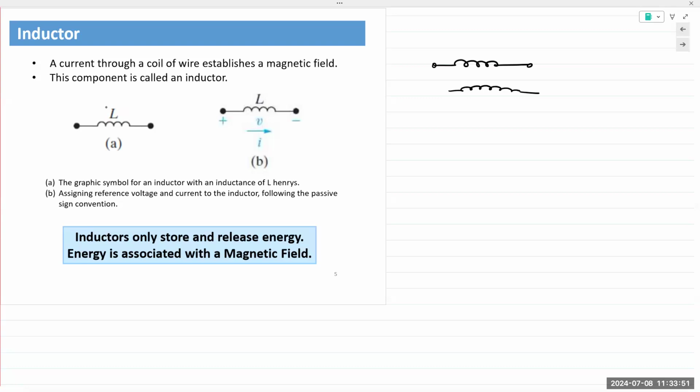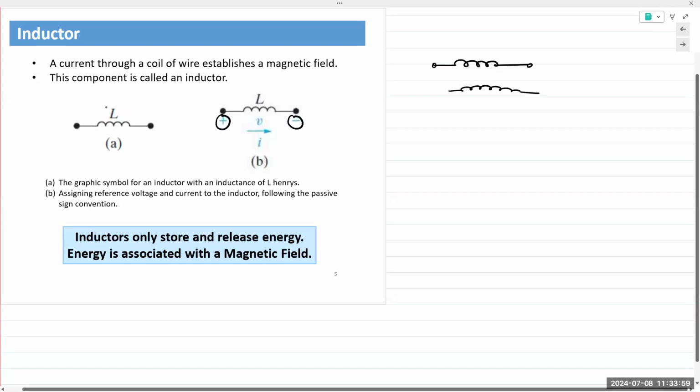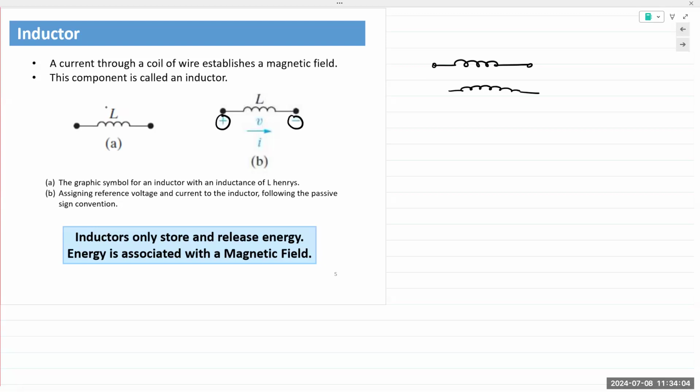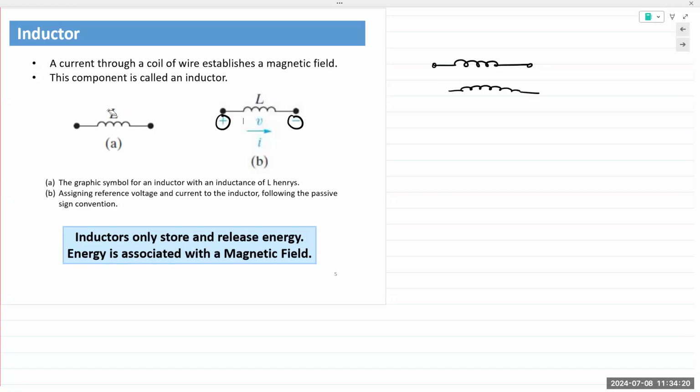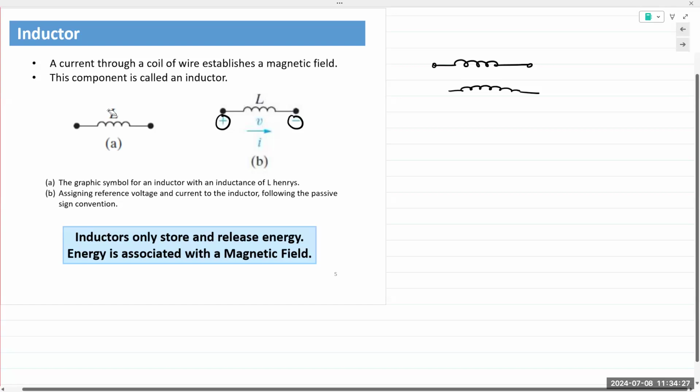It follows the passive reference configuration, meaning current goes from plus to minus, high to low. Inductors are referenced with an uppercase L and have the unit Henry. Named after, does anybody know? American physicist Joseph Henry. So 1 Henry.